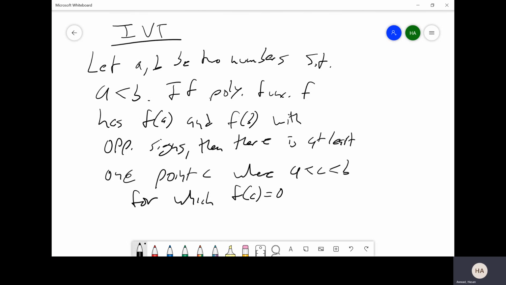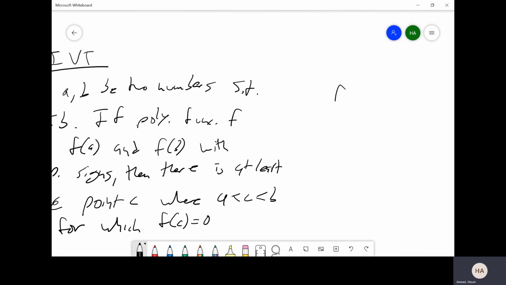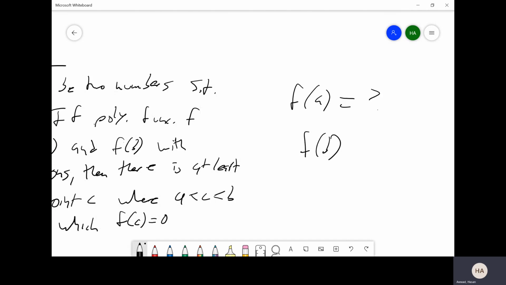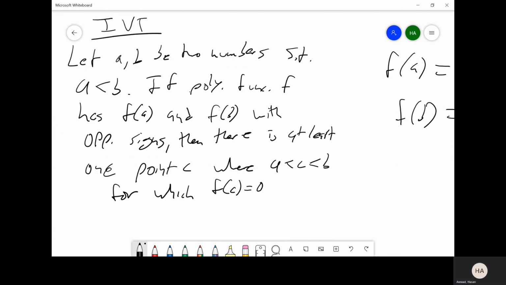So we have two inputs, a and b. Remember that when we plug things into a function, it's going to be in the form of f of a and f of b, where f is your function, a is your input, and you're going to get some sort of output, right? You're going to get something and something.